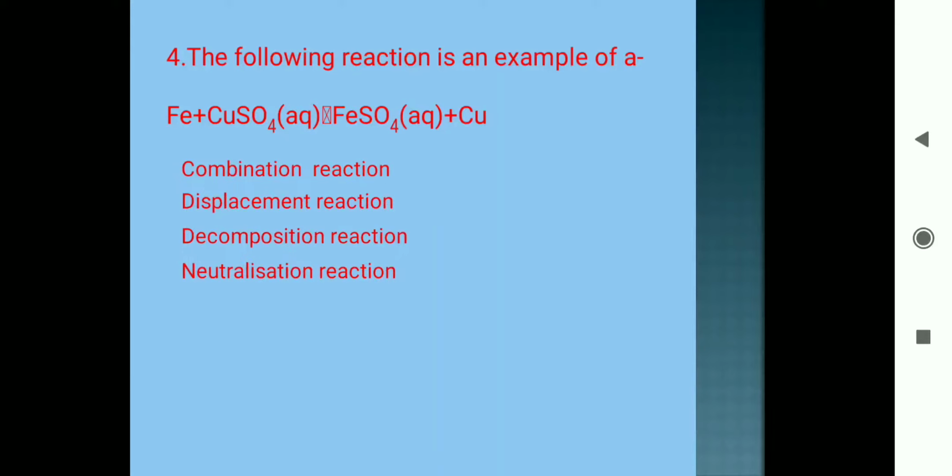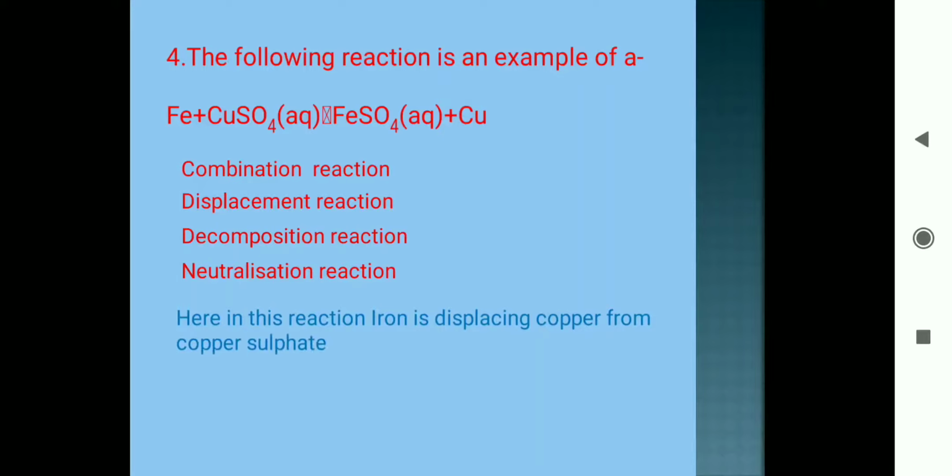Here the options are given as combination, displacement, decomposition and also neutralization. So here what is happening? Iron is going to displace copper. The reason is iron is more reactive than copper. That is the reason it is able to displace the copper from copper sulfate. So we can select the option as displacement reaction.